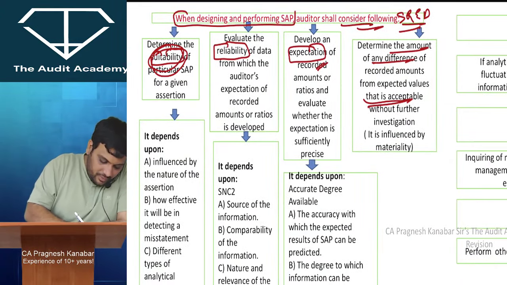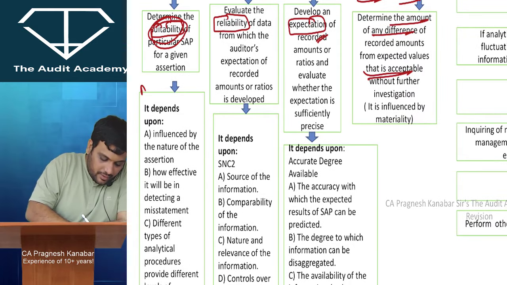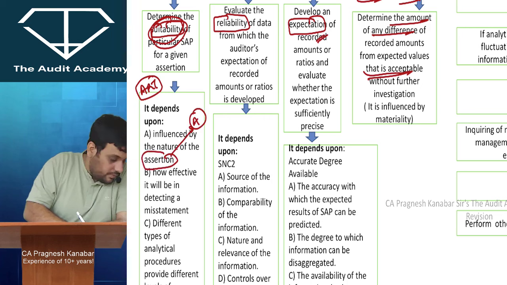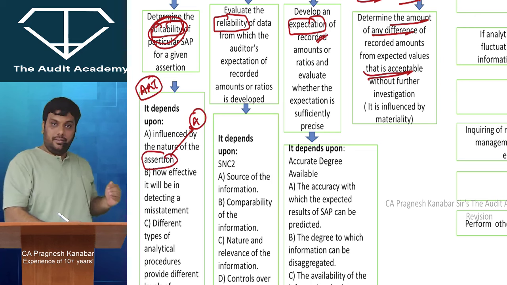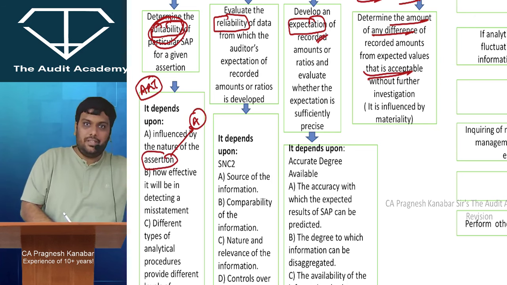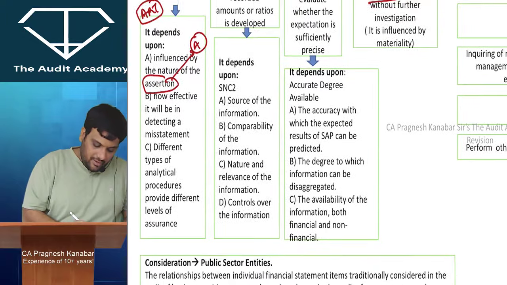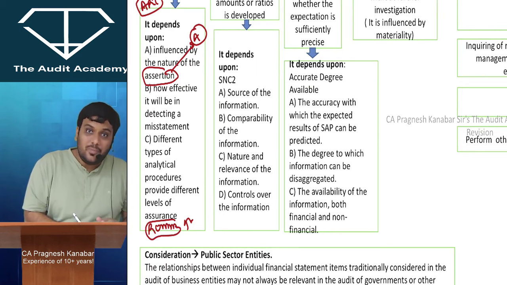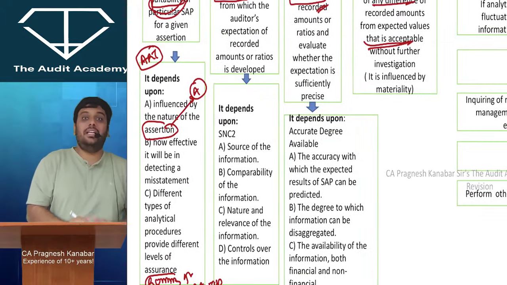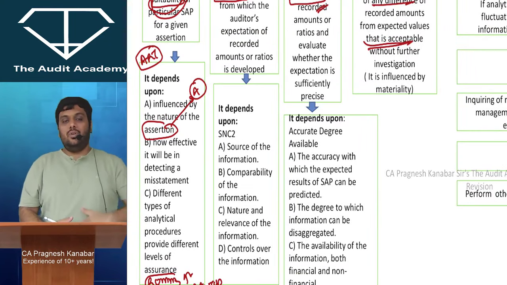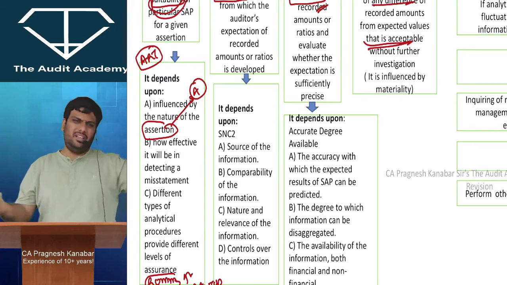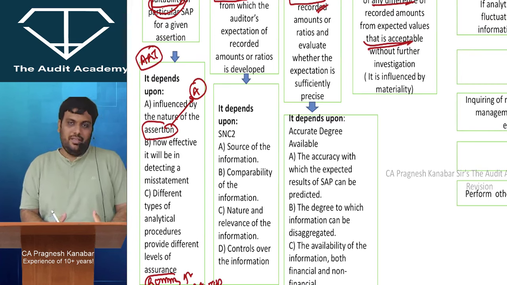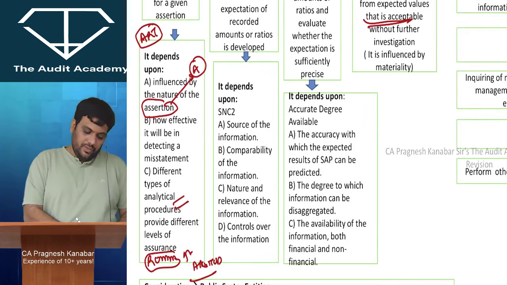Now listen to me. Suitability will depend upon ART. A for assertion. Like existence of inventory, you can verify by physical inspection and not by analytical procedures, right? R for risk of material misstatement. Because if risk is high, you can't just perform analytical procedure. You will have to perform test of details also, all right? And T for test of details that you have performed. So if you have already performed too many test of details, maybe analytical procedures may just lose the relevance, all right? So you have to see this, because different analytical procedures will provide different level of assurance.